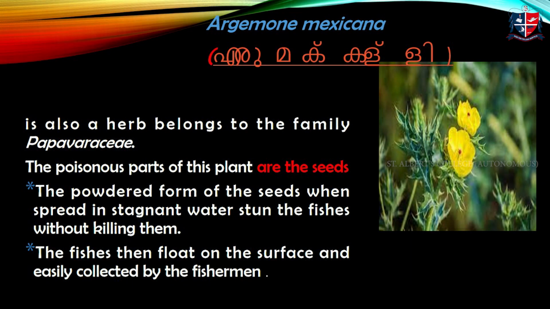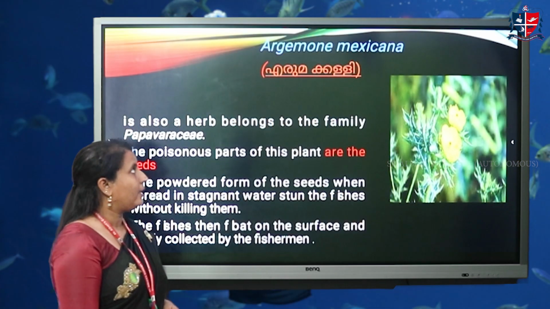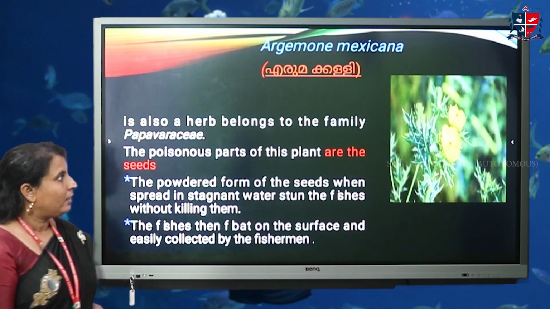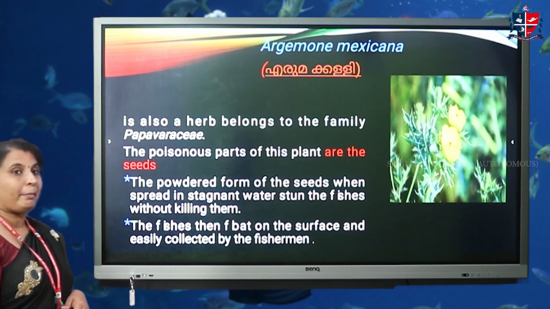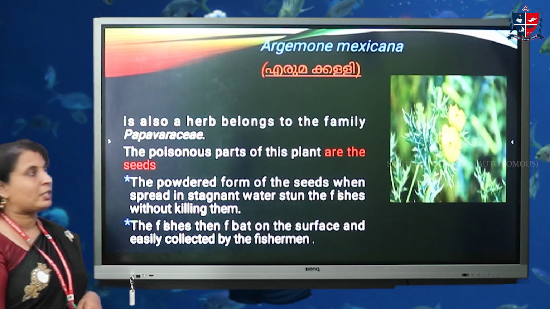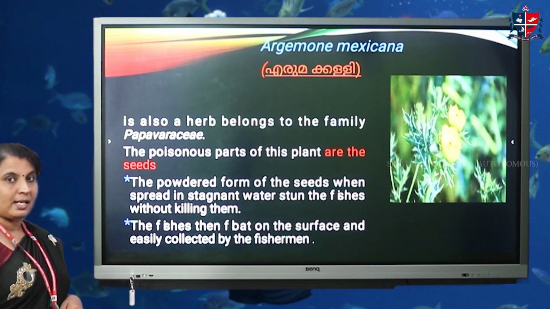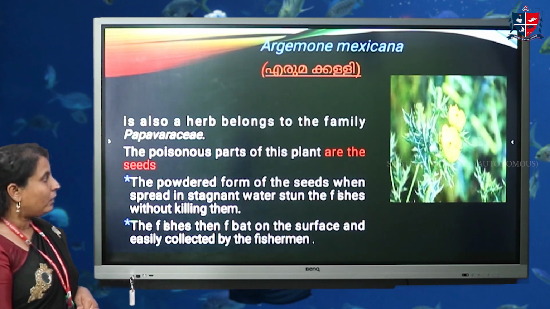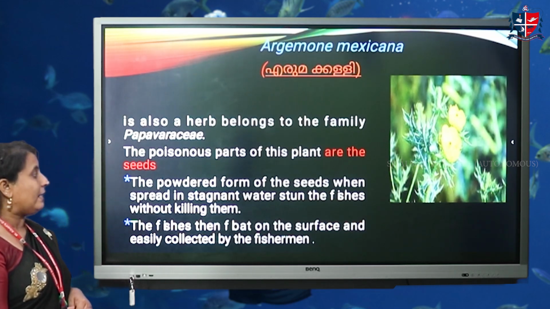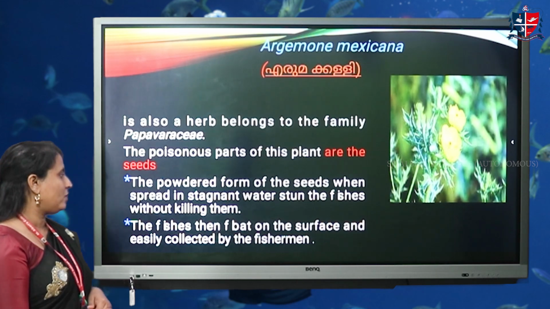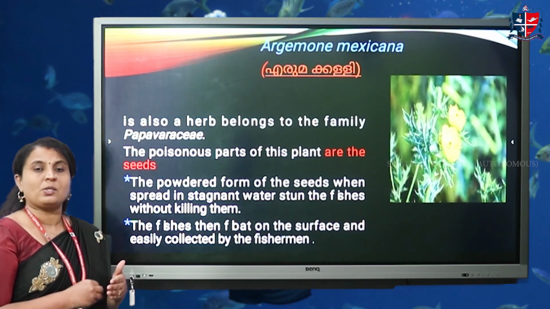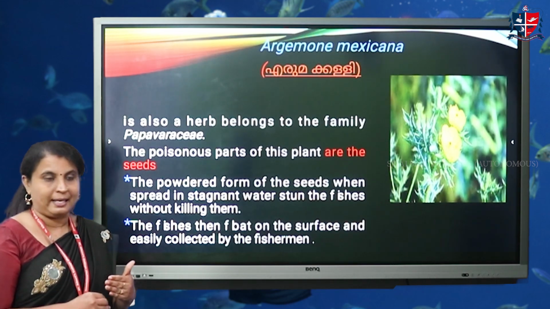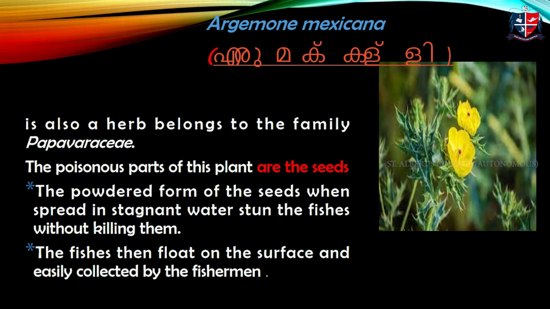The next plant that we use is Argemone mexicana, otherwise known as Erumakalli. The picture is shown here. It is a herb that belongs to the family Papaveraceae. The poisonous part of this plant is the seeds. The powdered form of the seeds, when spread in stagnant water, stuns the fishes without killing them. These poisons only cause unconsciousness and don't kill the fishes. The fishes then float to the surface and are easily collected by the fishermen.